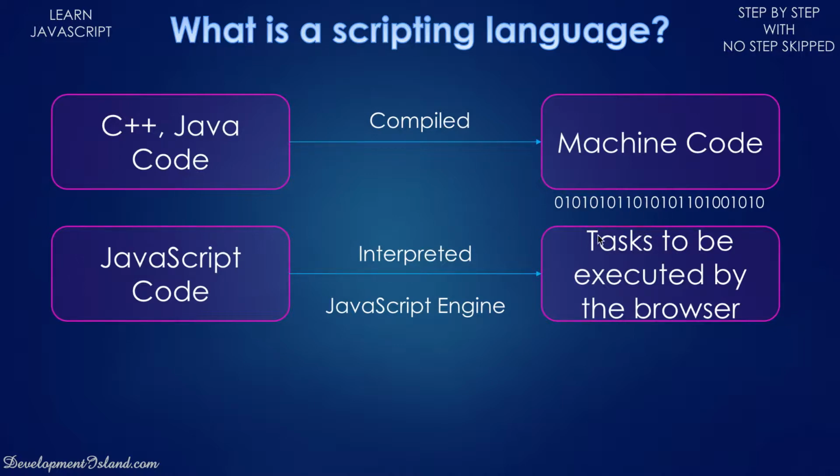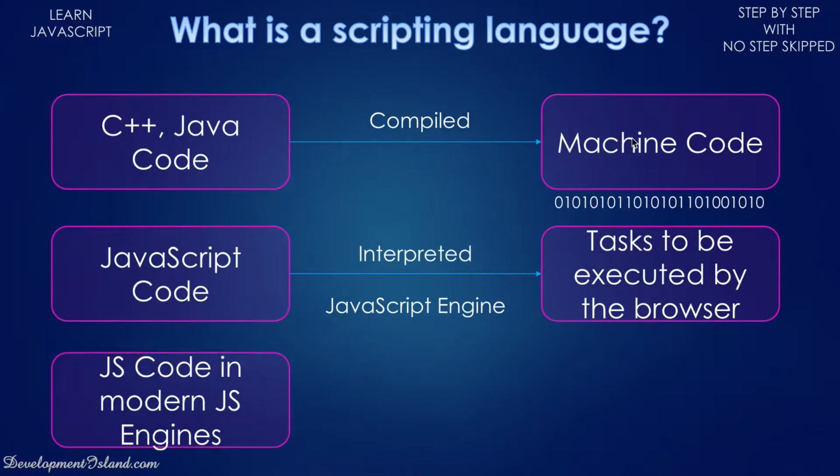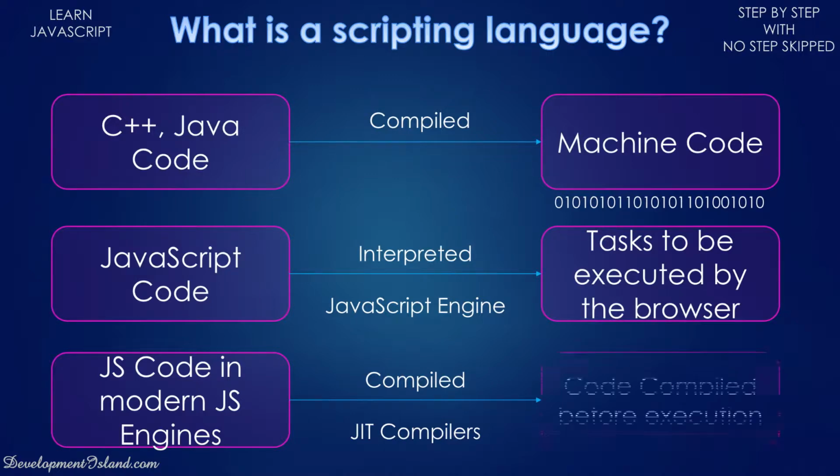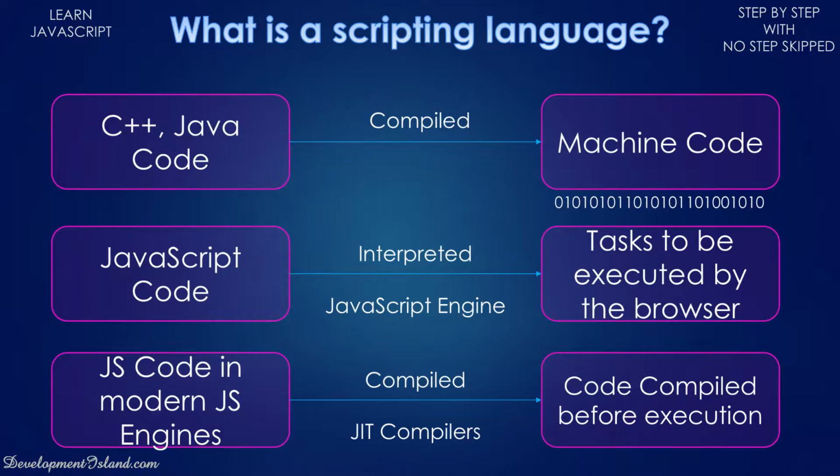So this is a higher level compared to that one. Now, JavaScript may be compiled in some cases, especially in modern JS engines. So in some modern engines, you will find something called JIT compilers. JIT stands for just in time. So these compilers, they will compile your code straight away just before execution of your JavaScript code. And it will be converted to a compiled code before the execution of your code. So this is something to bear in mind.